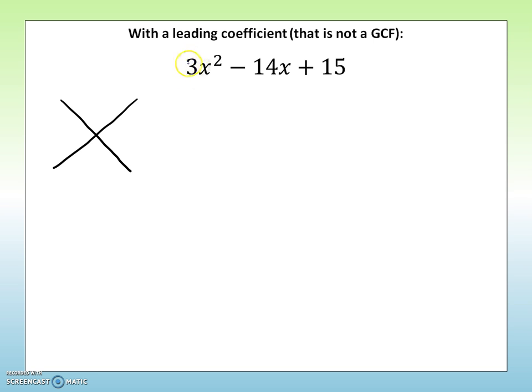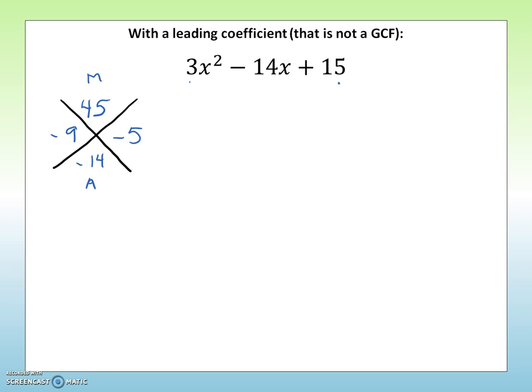Now because this has a leading coefficient, we can't go ahead and put a 15 up top and a negative 14 below for multiply and add. Because of this leading coefficient, it needs to multiply to be 45, 3 times 15, and add up to negative 14. Now again, both of our numbers need to be negative. Negative 9 times negative 5 is 45. Negative 9 minus 5 is negative 14. So we found our numbers.